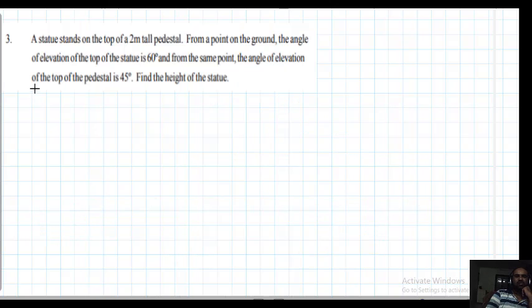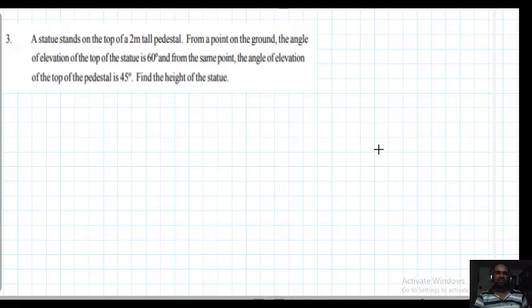Okay students, next problem, third problem. A statue stands on the top of a 2 meter tall pedestal. From a point on the ground, the angle of elevation of the top of the statue is 60 degree, and from the same point the angle of elevation of the top of the pedestal is 45 degree. Find the height of the statue.